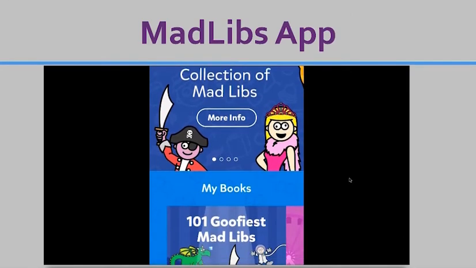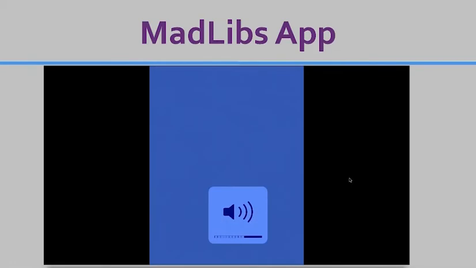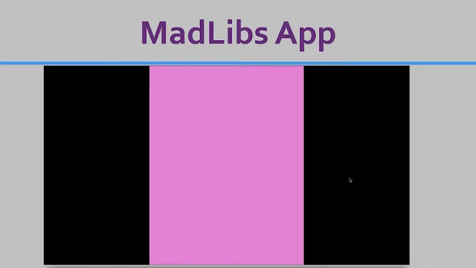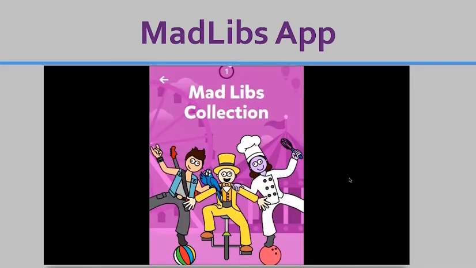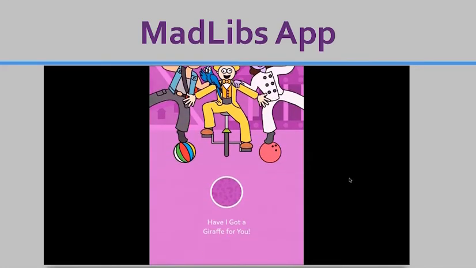Here are some books that are down below Madlibs. So I'm just going to click on one of these. And it's going to give us a goofy little Madlib so that we can play it. There we go. 21 free stories. So, have I got a giraffe for you?